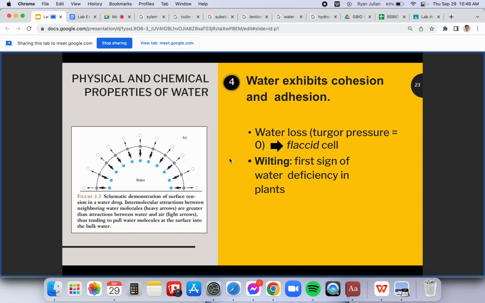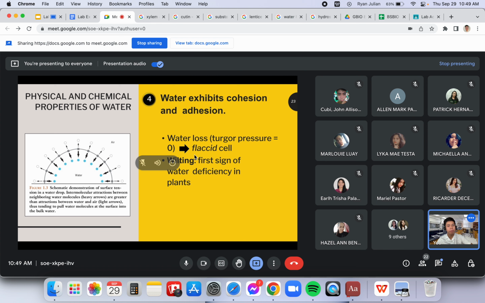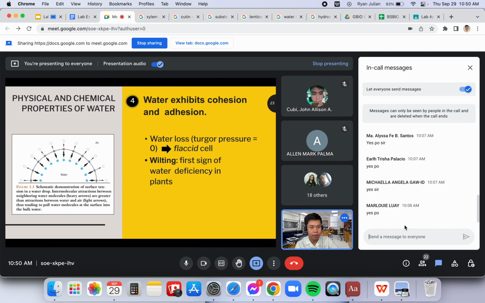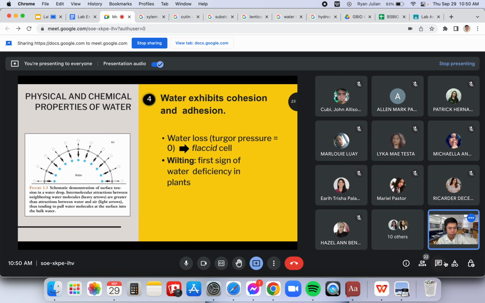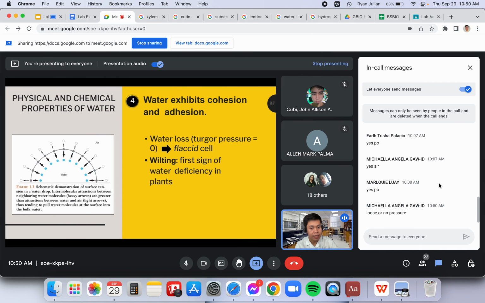Water loss, or the loss of turgor pressure, results in a flaccid cell. So any idea what is the meaning of flaccid? Anyone? Can you type in your answer? What is the meaning of flaccid? Yes, exactly, Ms. Micaela. Thank you for that.